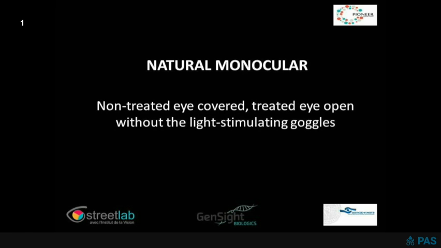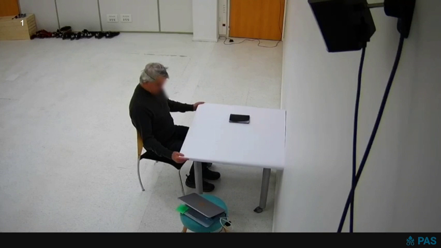And maybe just to say that this is the natural condition, there is no goggle, and without the goggle, there's not enough photons to activate the optogenetic channel. That's important. And the task is to perceive and find that notebook in the middle of the table, which is very high contrast.